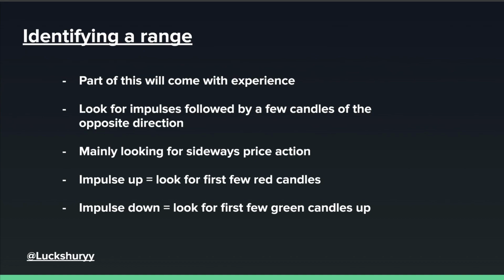Basically you want to be looking for impulses followed by a few candles of the opposite direction, so mainly looking for sideways price action. You're anticipating this sideways price action occurring potentially. So you're looking for an impulse up, a few candles towards the upside, then the first few candles red, for example. That's potentially where you could start your fixed range pull from, and I'll be going over this again. Impulse down, look for the first few green candles to take your first fixed range pull from. From there onwards is where you want to be taking it from. Hopefully that's a brief example, but let's go into the actual explanations and TradingView use case now.